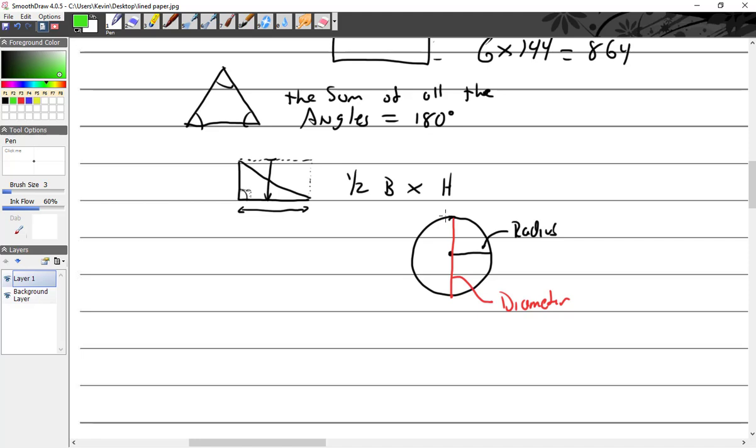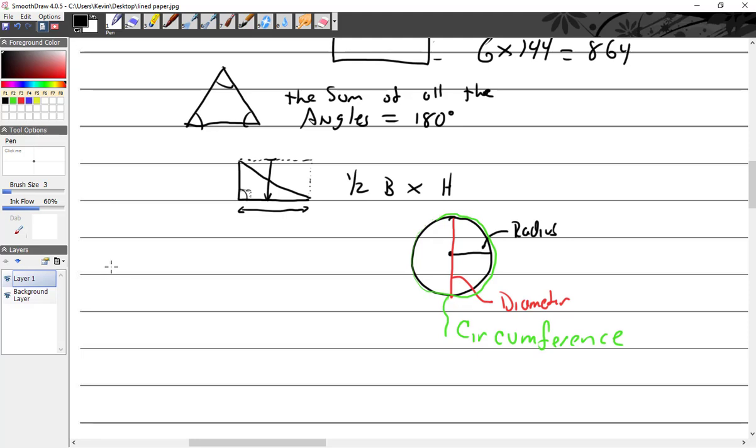And what is it going around? Circumference. Circumference is the distance around.